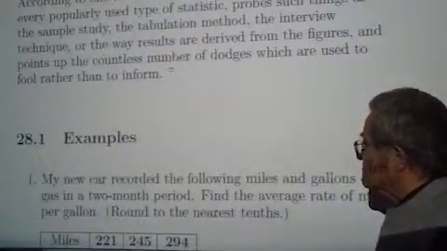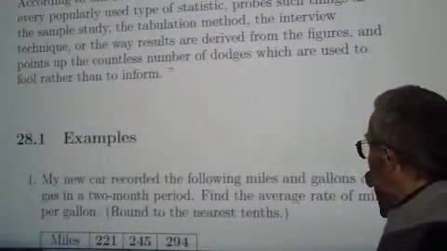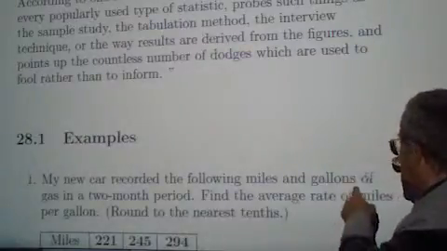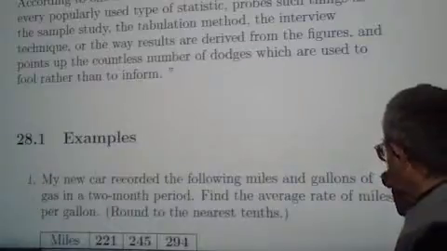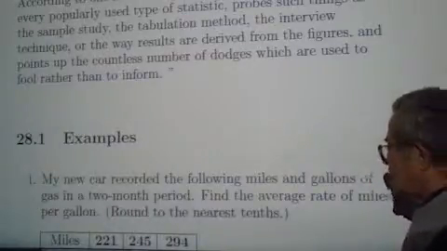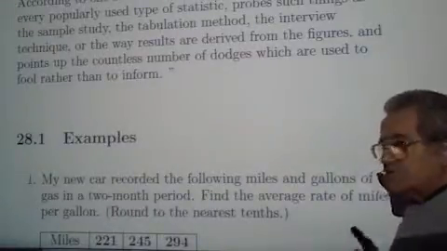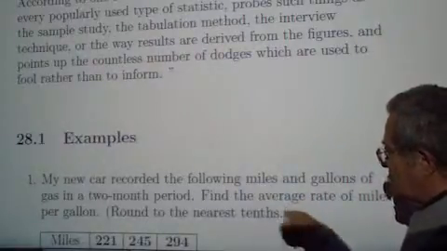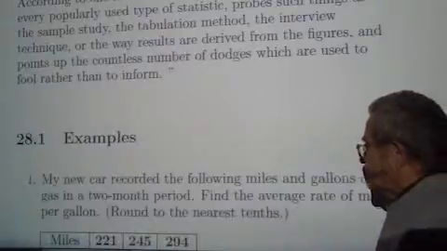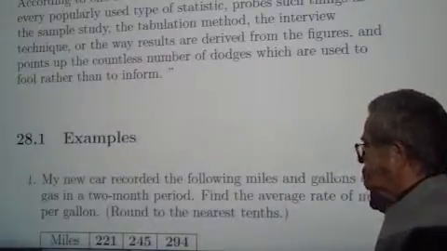Examples. My new car recorded the following miles and gallons of gas in a 2-month period. Find the average rate of miles per gallon. Okay? Miles per gallon. Miles on top divided by gallons on the bottom. You have a fraction bar. Round to the nearest tenth.